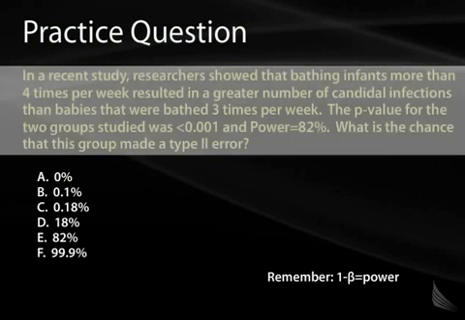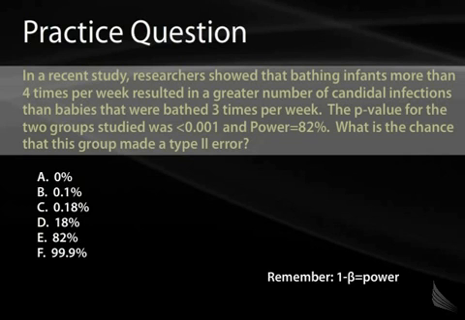Practice question. In a recent study, researchers showed that bathing infants more than 4 times per week resulted in a greater number of candidal infections than babies that were bathed 3 times per week. The p-value for the two groups studied was less than 0.001, and the power was 82%. What is the chance that this group made a type 2 error?